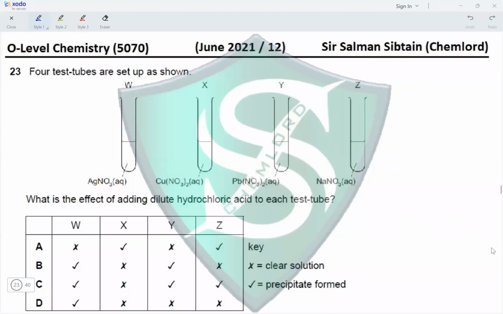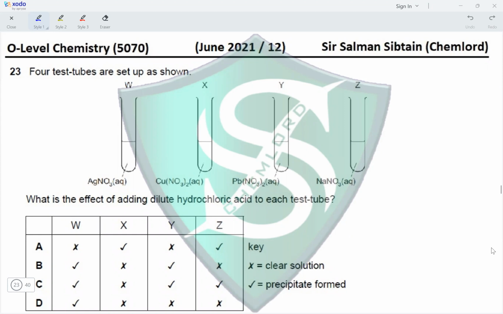Question 23. Four test tubes are set up as shown: W, X, Y, and Z. W contains silver nitrate, X contains copper nitrate, Y contains lead nitrate, and Z contains sodium nitrate. All of them are nitrates, all of them are soluble. What is the effect of adding dilute hydrochloric acid to each test tube? In AgNO3, if you add HCl, we end up with a white precipitate of AgCl forming. The key is a cross means it's a clear solution and a tick means a precipitate formed.